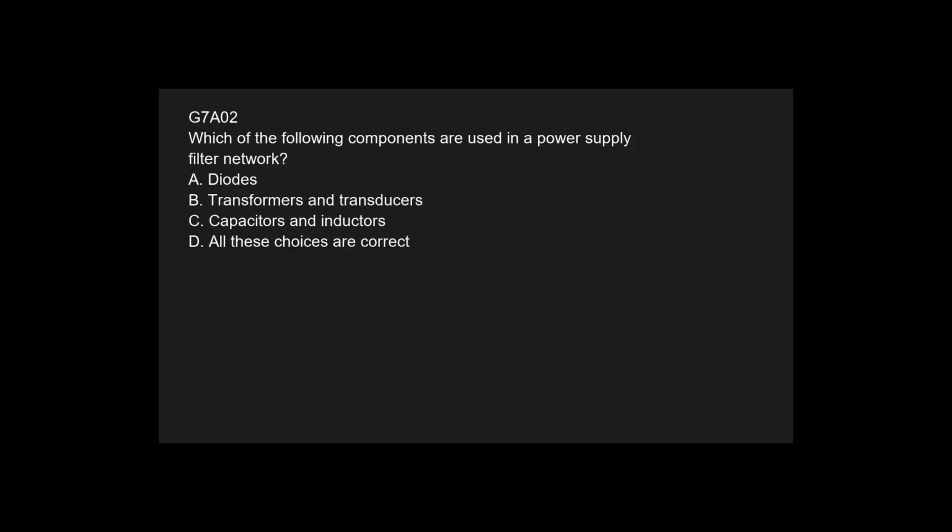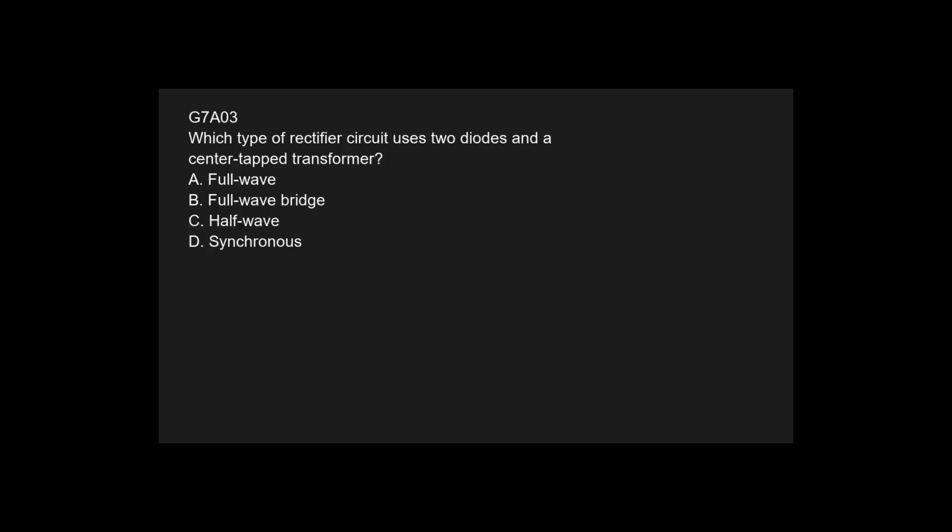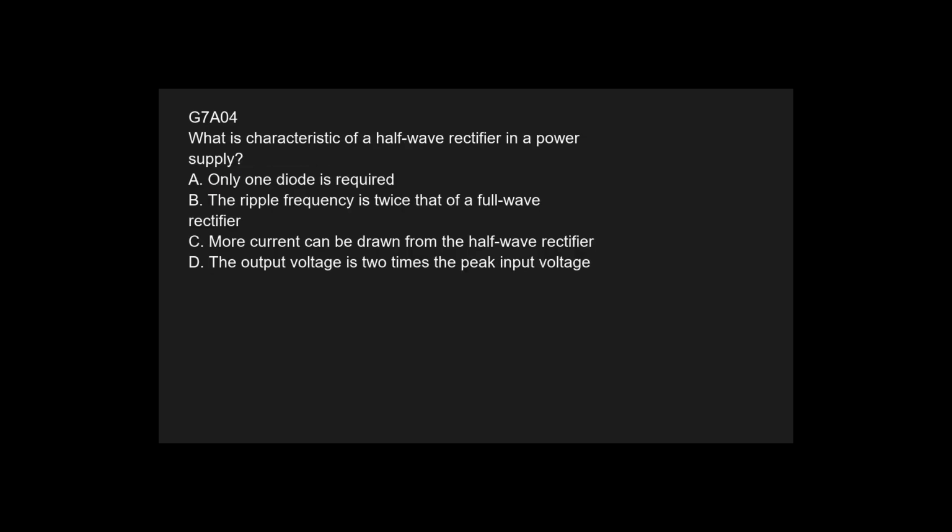Question: which of the following components are used in a power supply filter network? The correct answer is C. Capacitors and inductors. Question: which type of rectifier circuit uses two diodes and a center tap transformer? The correct answer is A. Full wave.